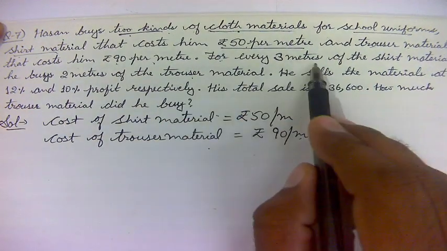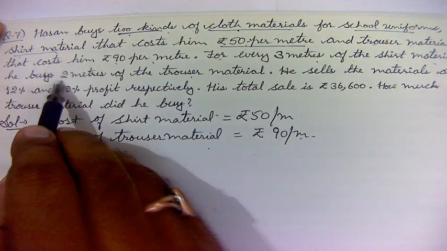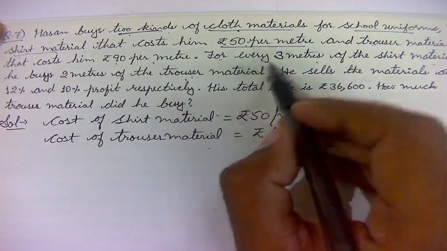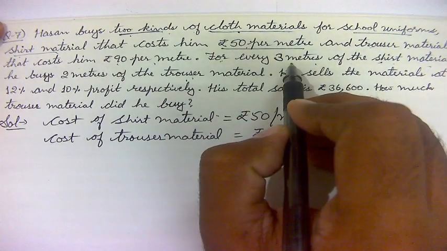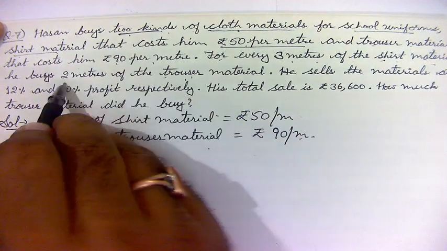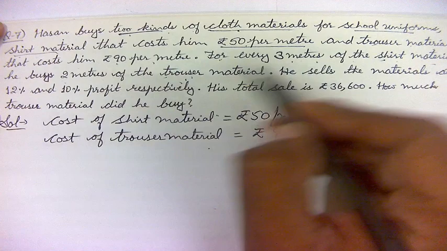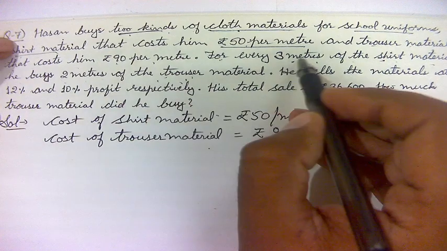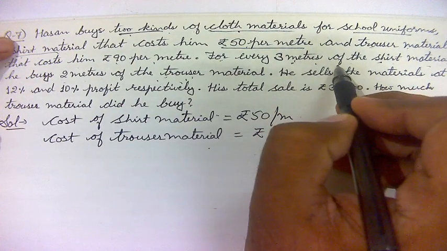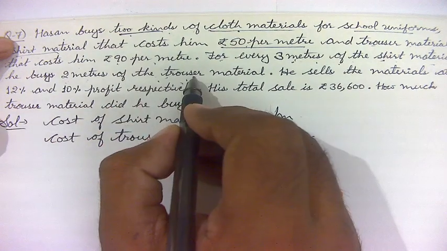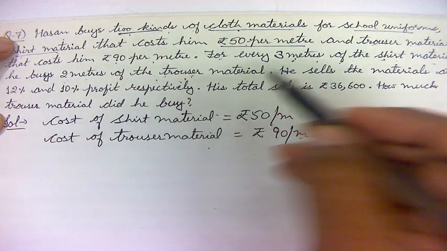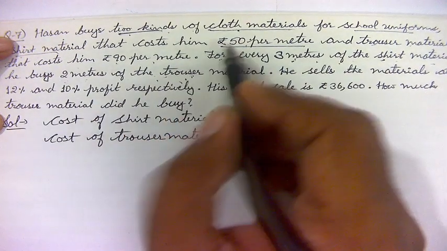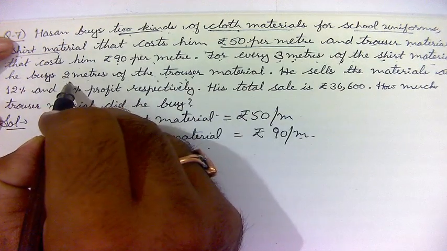Now for every 3 meters of shirt material, he buys 2 meters of trouser material. This means if he is buying 3 meters of shirt material, he will buy 2 meters of trouser material. If he buys 6 meters of shirt material, he will buy 4 meters of trouser. If he buys 9 meters of shirt material, then he will buy 6 meters of trouser material. Means the ratio of the shirt material and the trouser material is 3:2.